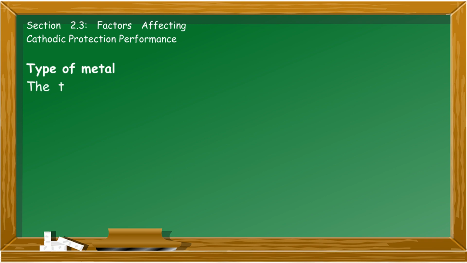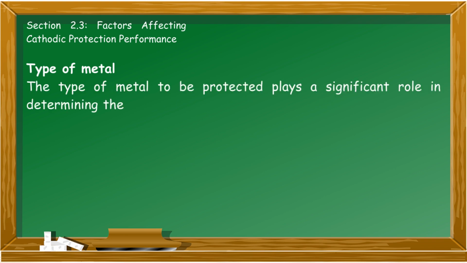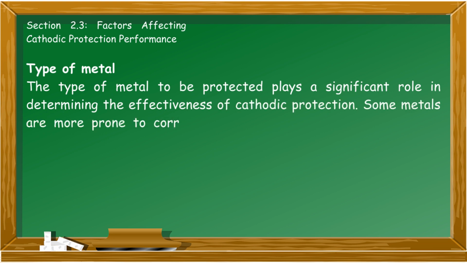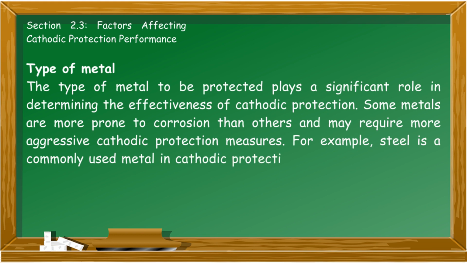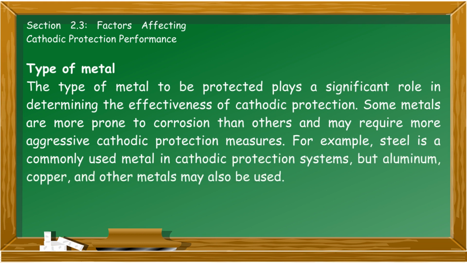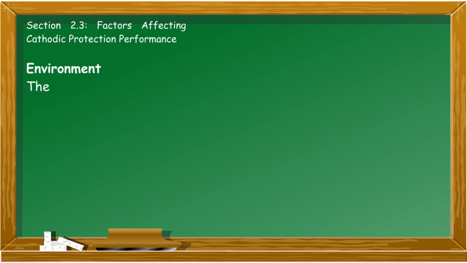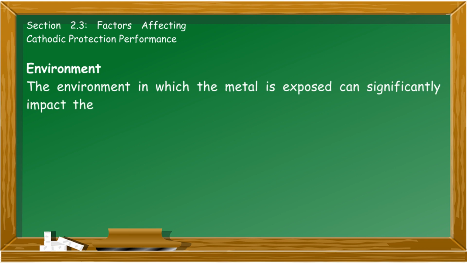Type of metal. The type of metal to be protected plays a significant role in determining the effectiveness of cathodic protection. Some metals are more prone to corrosion than others and may require more aggressive cathodic protection measures. For example, steel is a commonly used metal in cathodic protection systems, but aluminum, copper, and other metals may also be used.